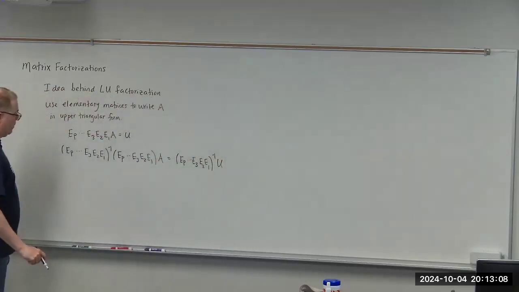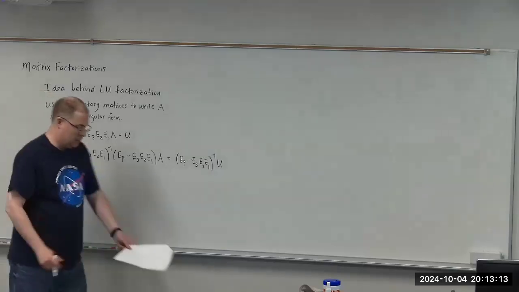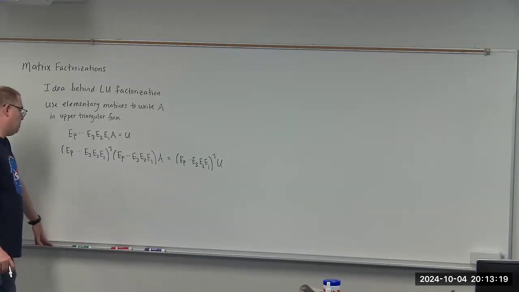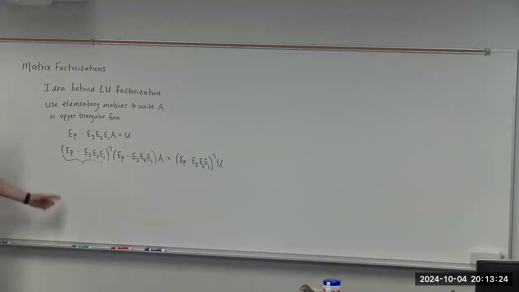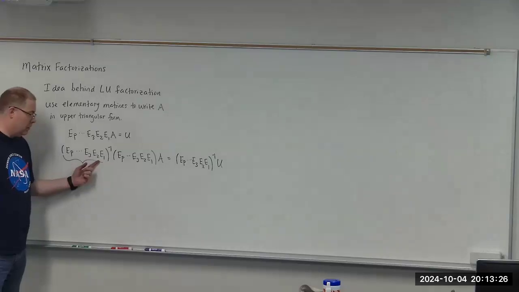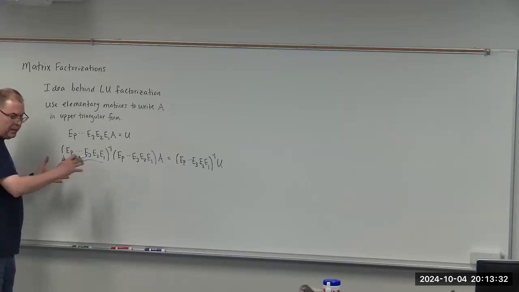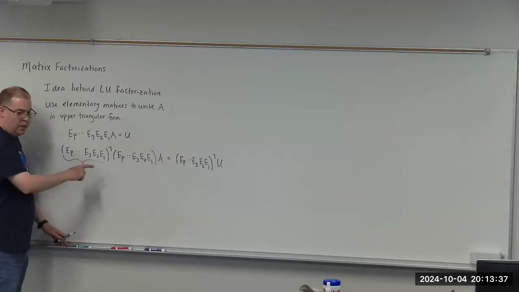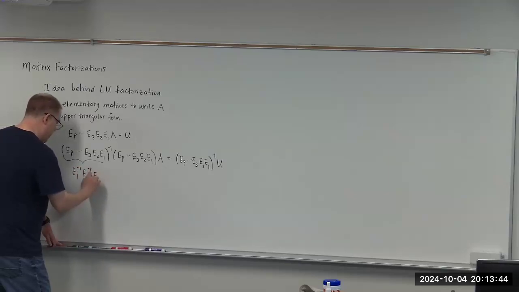Now we can simplify this. Remember that if you have a product of matrices and you're taking the inverse of those, then you can rewrite them in the opposite order and take the inverse of each one. And we also know that elementary matrices are invertible, so the inverse will exist. So you get E1 inverse, E2 inverse, E3 inverse.